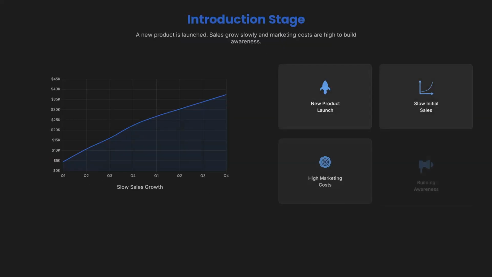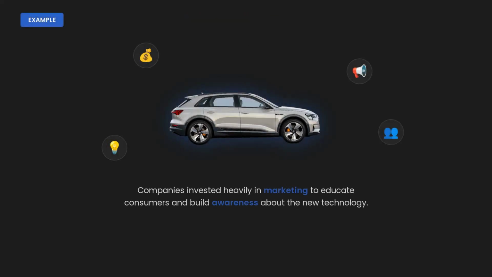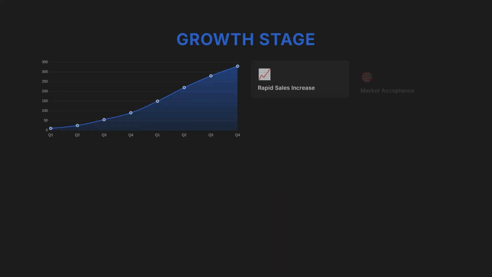First, let's discuss the introduction stage. This is when a new product is launched. Sales grow slowly and marketing costs are high as you build awareness and gain customer acceptance. Example: when electric cars were first introduced, companies invested heavily in marketing to educate consumers and build awareness about the new technology.